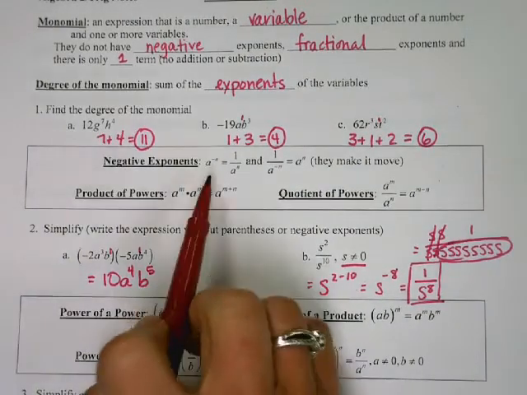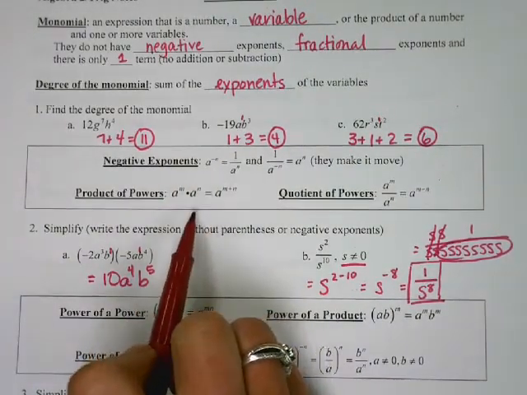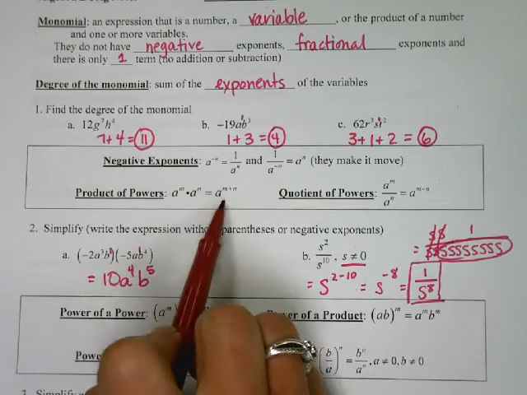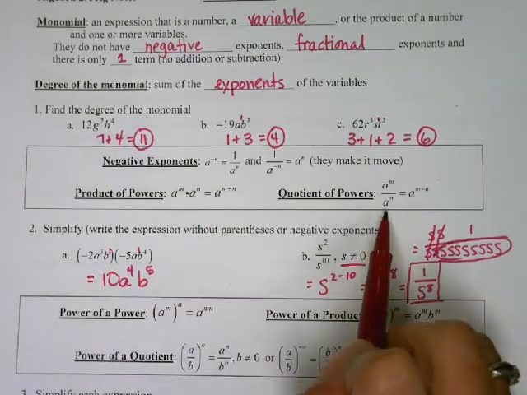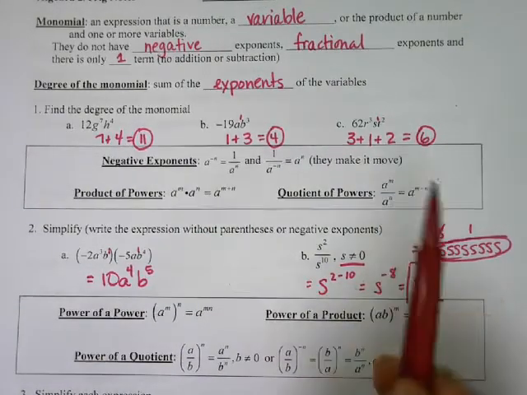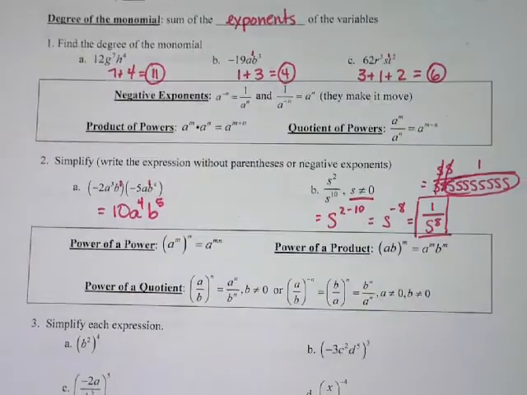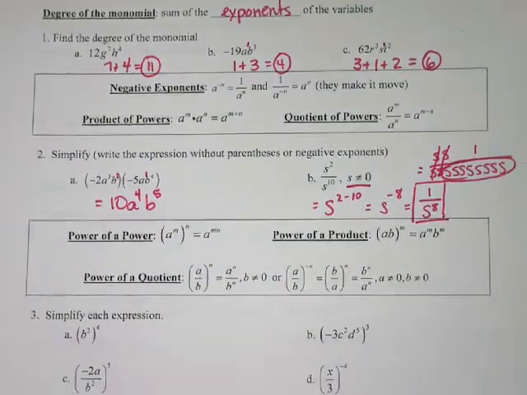Alright, so if I have a negative exponent, it makes it move. If I'm multiplying, I keep my base and I add my exponents. If I'm dividing, I keep my base and I subtract my exponents. Next box, again, you're still going to have to memorize these.